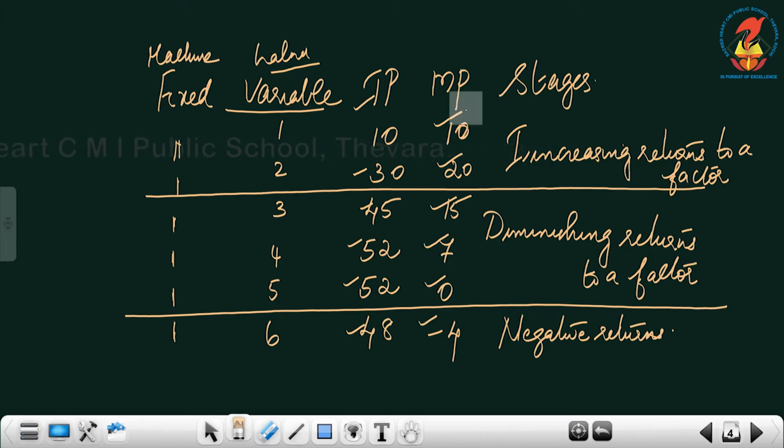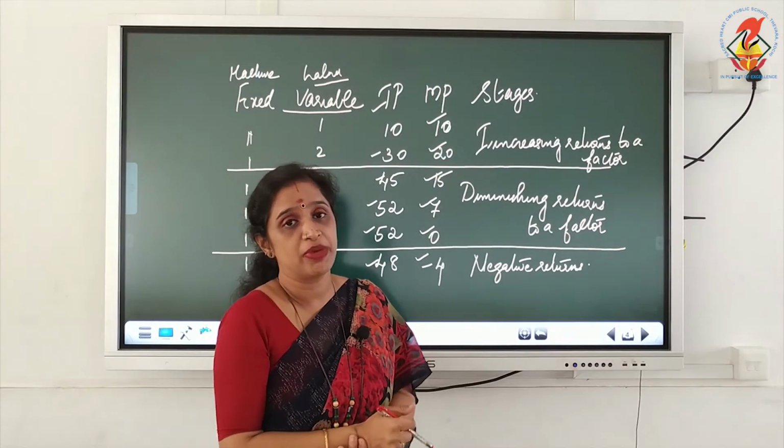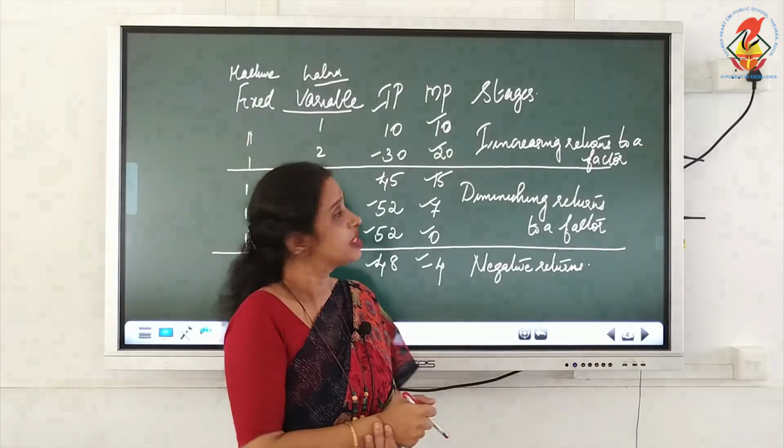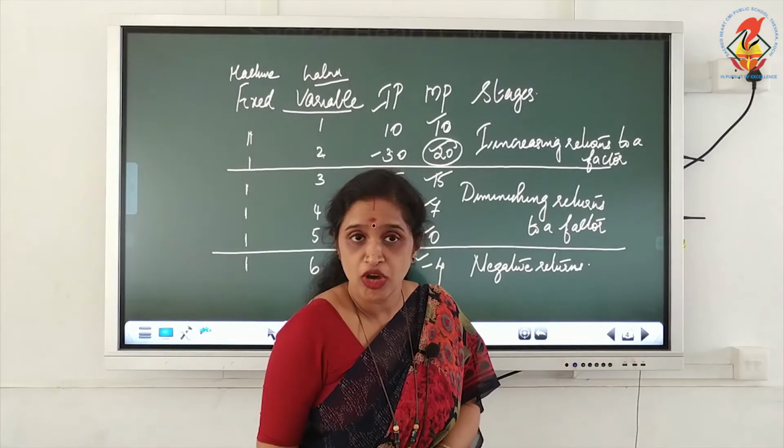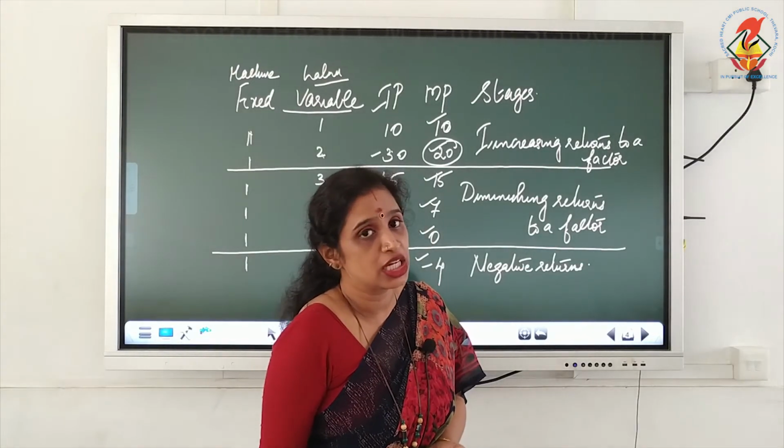Now you know how we got this marginal productivity. MP is equal to, you know the equation, ΔTP by ΔL. How will you get that? 30 minus 10 is 20. 2 minus 1 is 1. So 20 divided by 1 is 20. ΔTP by ΔL. With that formula, we have found marginal productivity.